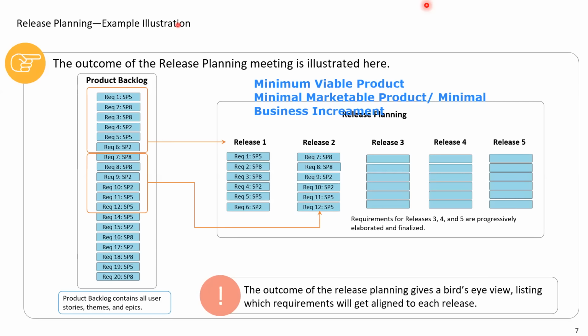Now, the first version of the product that I am going to launch, what will that be called? Minimum marketable product, right? And moving forward, if I do some increment on top of it, like Uber does, Paytm does, those increments will be called what? Minimum business increment. So is the difference clear between minimum viable product, minimum marketable product, and minimum business increment?